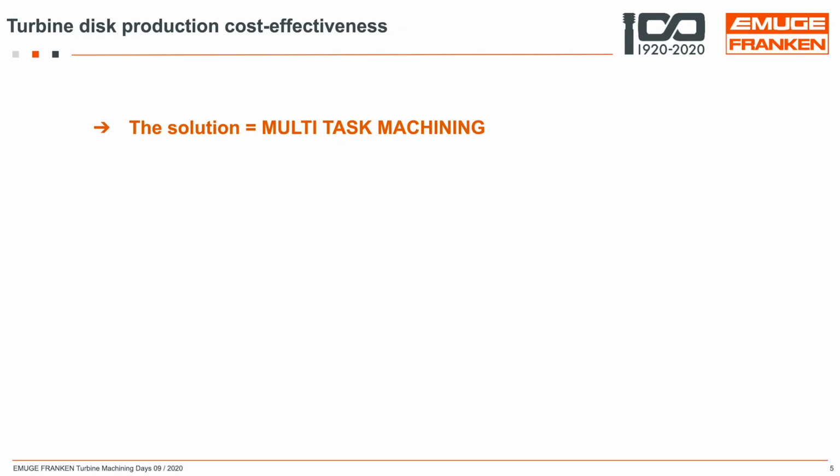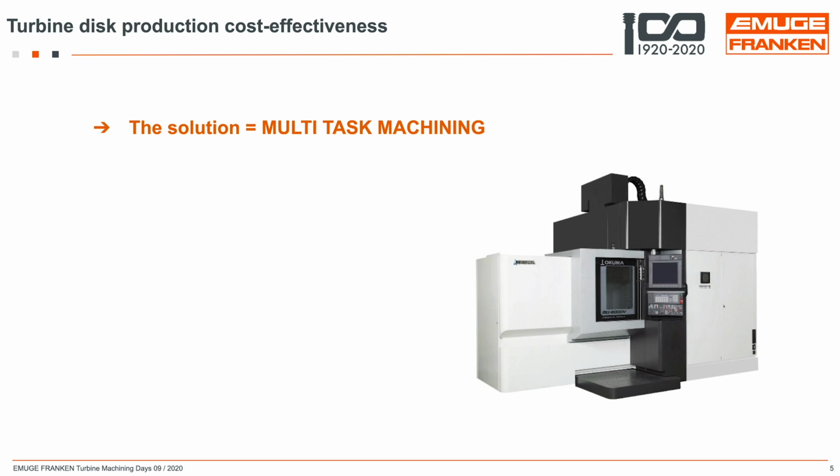For us, the solution to reach these improvements and to fit the requirements you have for the cost of the parts in the production is the multitask machine. A multitask machine like this Okuma machine, where, Pablo, please explain to us a little bit about the features.